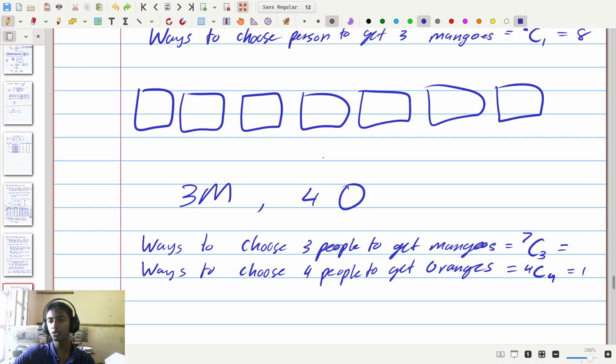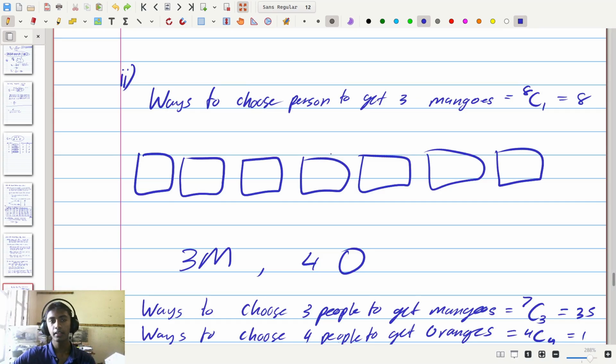As for the 7 choose 3, it is going to be 7 factorial divided by 3 factorial times 4 factorial. 7 factorial divided by 4 factorial is going to be 7 times 6 times 5, and 3 factorial is going to be 6. So therefore our answer is going to be 7 times 6 times 5 divided by 6, which is going to be 7 times 5 or 35. So therefore the answer here is 35. So we have 35 different ways to choose the 3 people to get the mangoes, and the remaining ways that we can choose the remaining 4 people to get the 4 oranges is exactly 1.